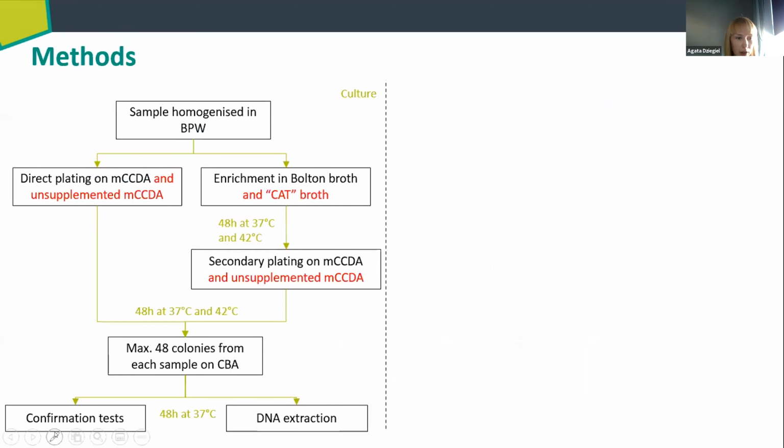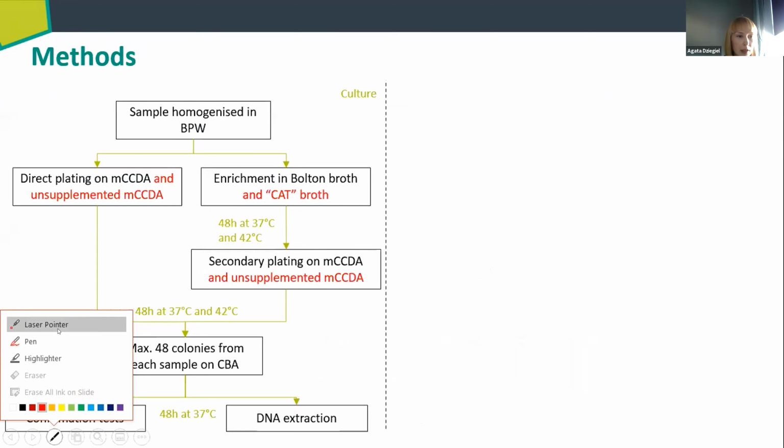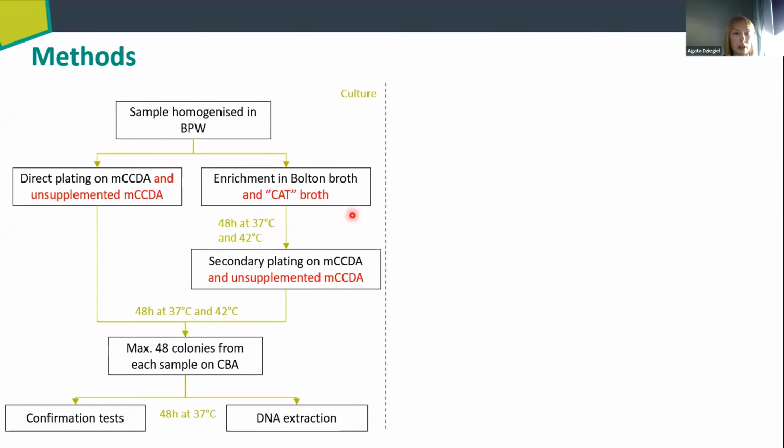So this is the workflow that was followed. This outlines the typical method and then the methods that were manipulated. So we did direct plating versus enrichment. We used two enrichment temperatures, 37 degrees and 42 degrees. We used two different enrichment broths, Bolton broth and CAT broth, and two plating media, MCCDA and unsupplemented MCCDA. The purpose of this was to maximize the growth of some of the potentially more antibiotic sensitive isolates.